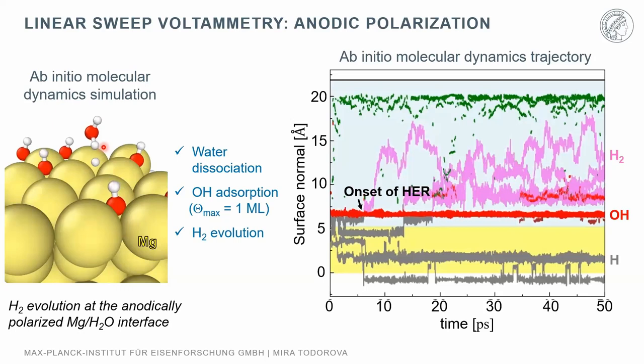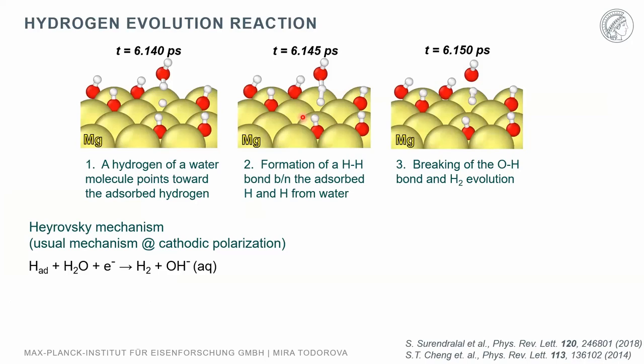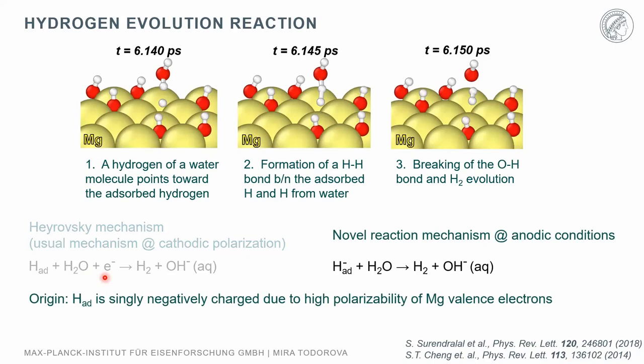This is kind of the reaction. And it's reminiscent of the Heyrovsky mechanism, which is the typical reaction considered for hydrogen evolution under cathodic conditions, but it will require consumption of an electron. And we are at electron deficient conditions on the metal side of the surface. So therefore, trying to understand it, we looked actually at the charge density, which I probably have blended out.